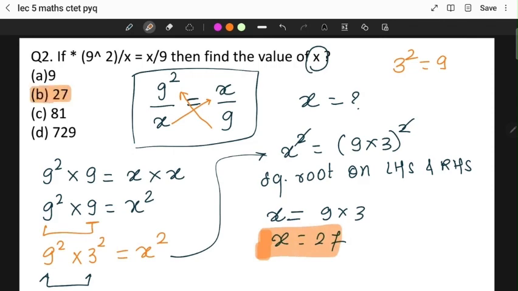I have simply cross multiplied it. In the first step I cross multiplied. Instead of 9 I have taken 3 square. And I have taken the square root on LHS as well as RHS.